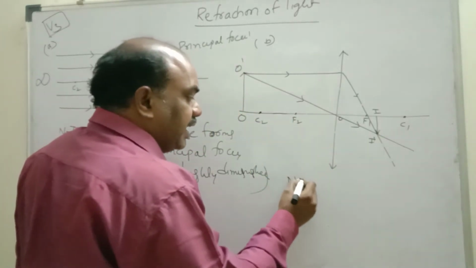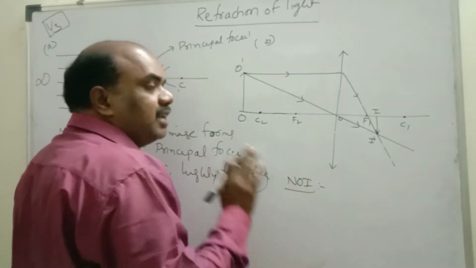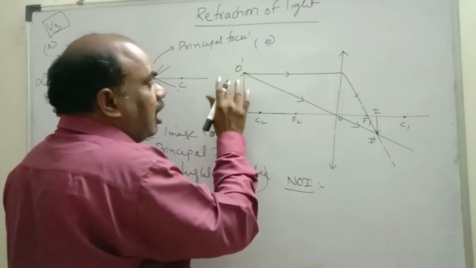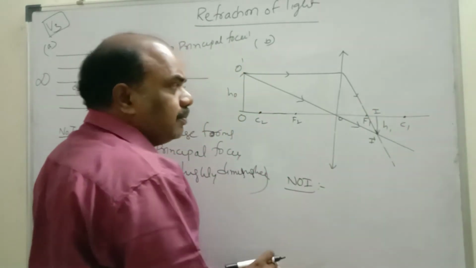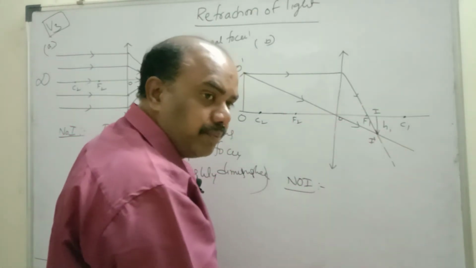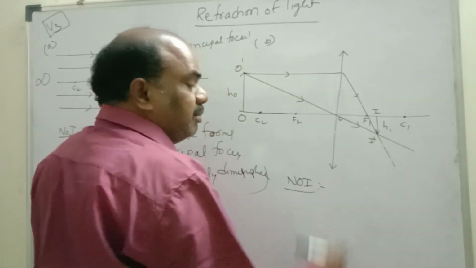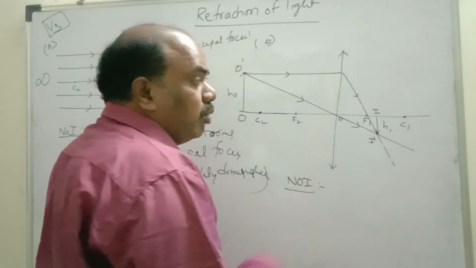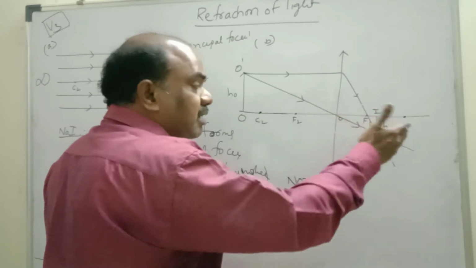Nature of image I am writing. NOI means nature of image. Don't confuse, I am writing nature of image in shortcut. This will be diminished. Compared with the object, the object height is more and the height of the image is less. Diminished image. Here head is upwards, here head is downwards. This is an inverted image. Remember, an inverted image is always a real image. If you place a white paper, you can catch this image on the white paper.